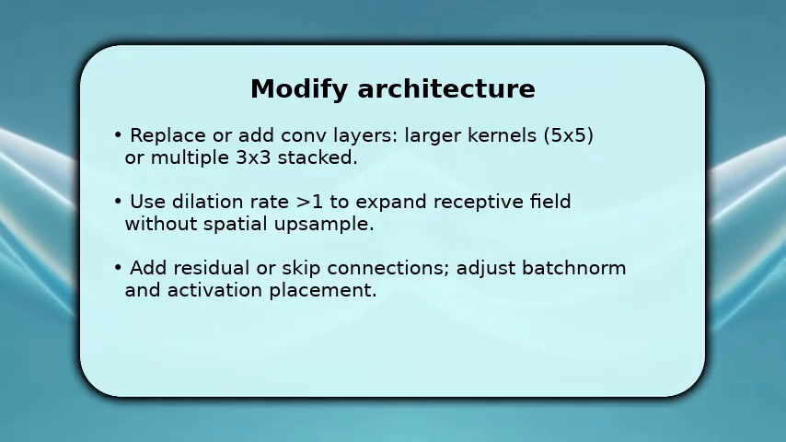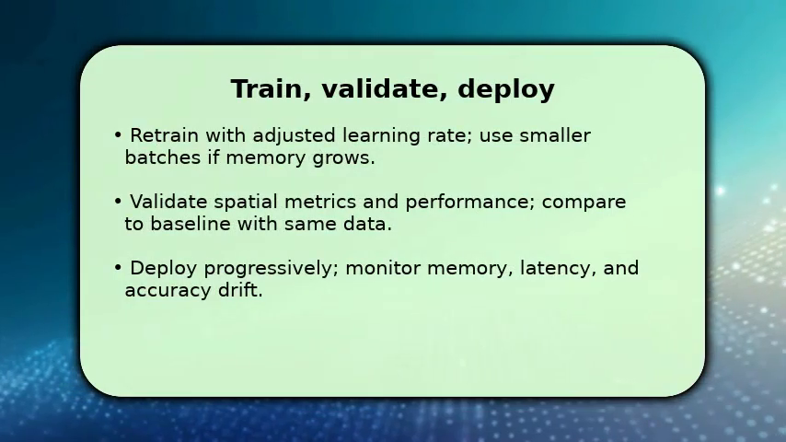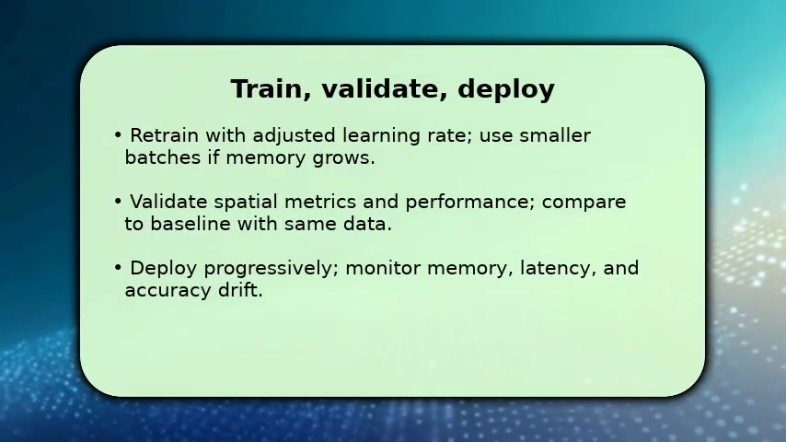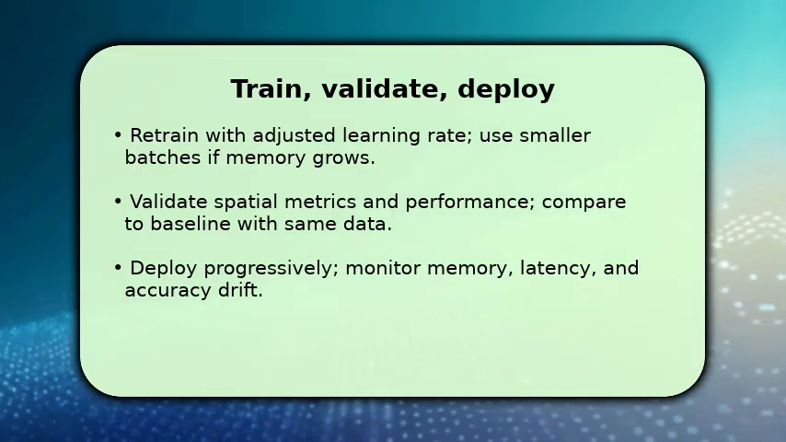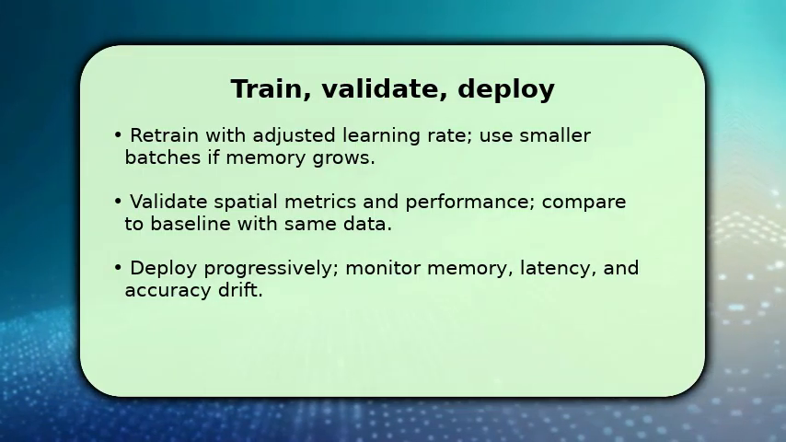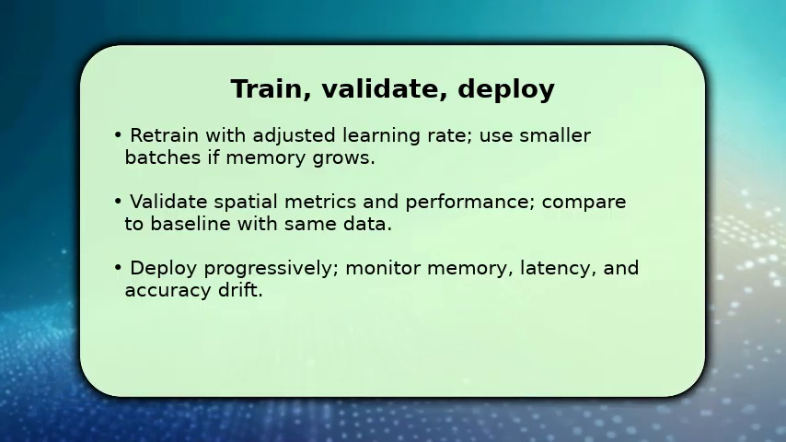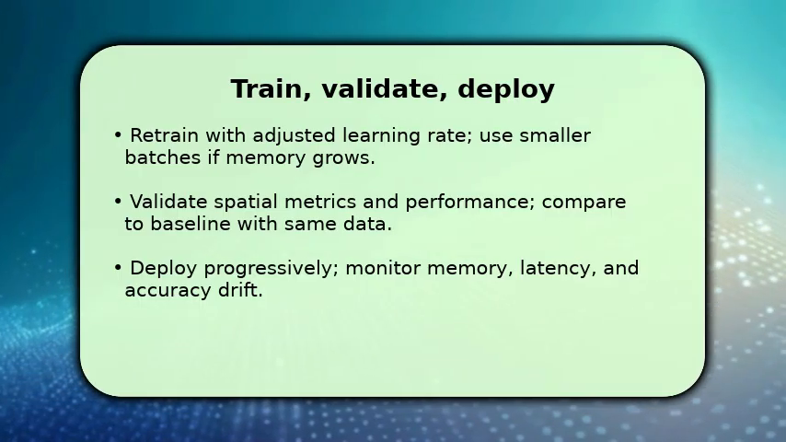Finally, retrain your model with tuned hyperparameters. Lower the initial learning rate when adding layers or channels, and use gradient clipping if instability appears. Evaluate on held-out sets focusing on spatial accuracy and downstream metrics. Once satisfied, run ablations to justify the change.